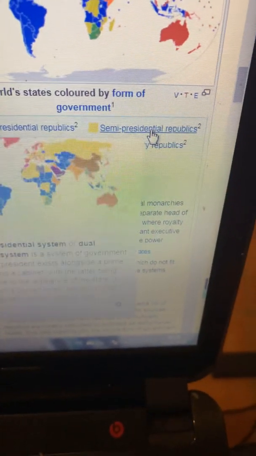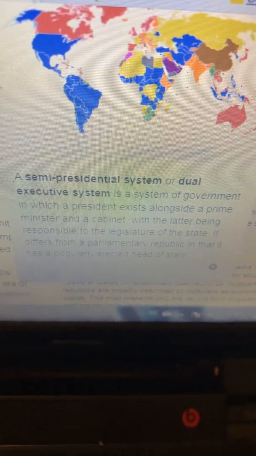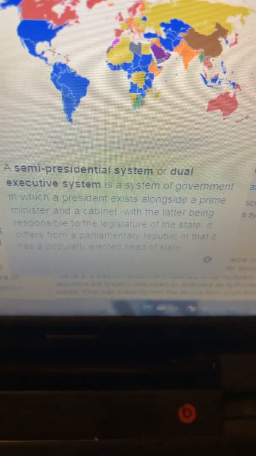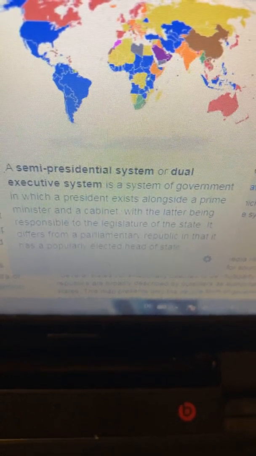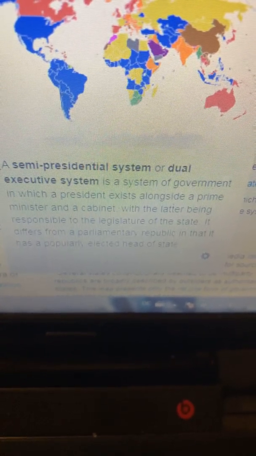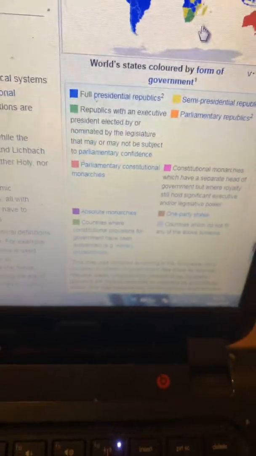and semi-presidential republic or dual executive system is a system of government in which a president exists alongside a prime minister and a cabinet, with the latter being responsible to the legislature of the state, like in France.